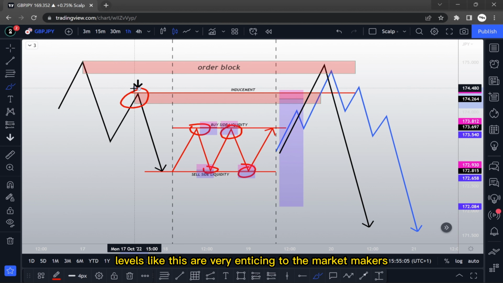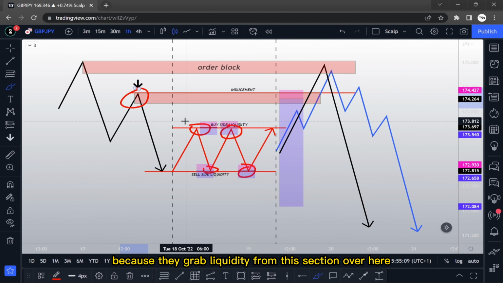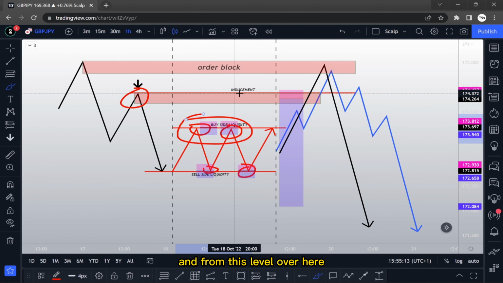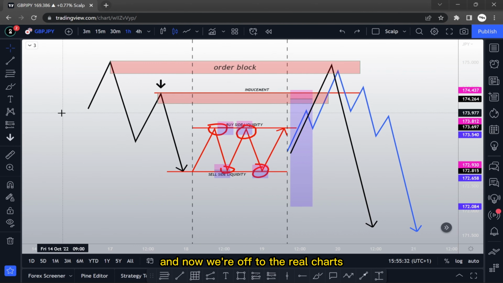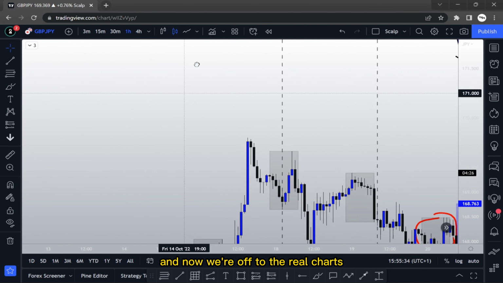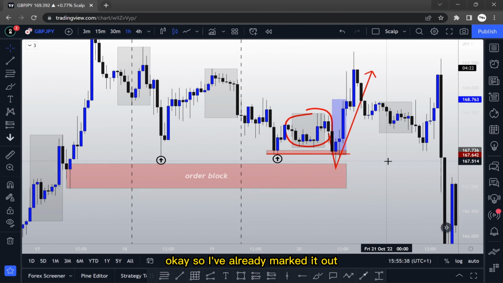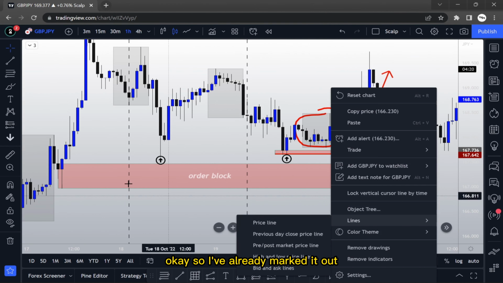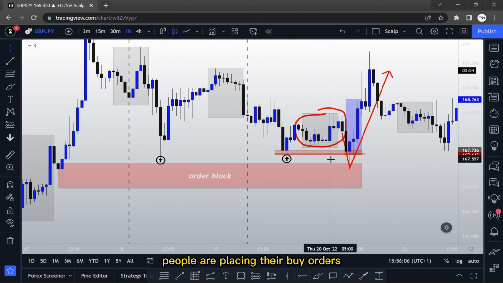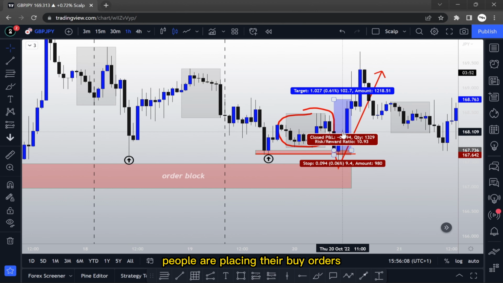Levels like this are very enticing to the market makers because they grab liquidity from this section over here and from this level over here. Now we're off to the real charts. Okay, so I've already marked it out. So around this level, people are placing their buy orders.